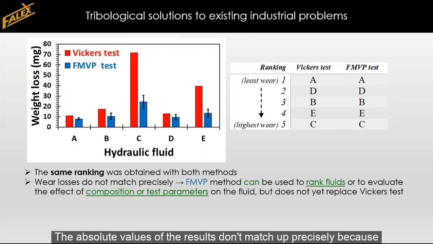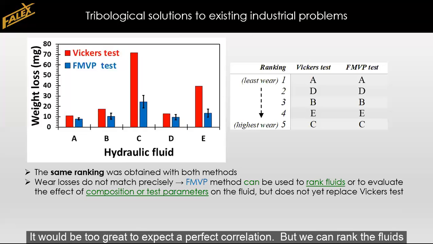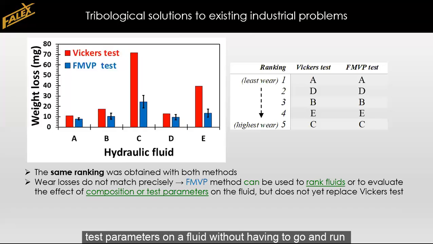The absolute values of the results don't match up precisely because, of course, we are doing a simulation. We have simplified the mechanism a little bit, and it would be too great to expect to have a perfect correlation. But we can rank the fluids very well, and we can therefore evaluate the effects of composition or test parameters on the fluid without having to go and run the complete component test.